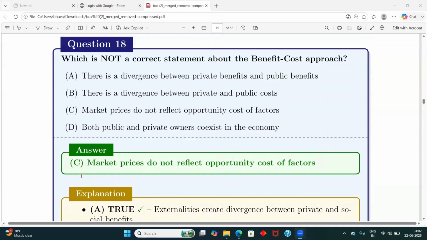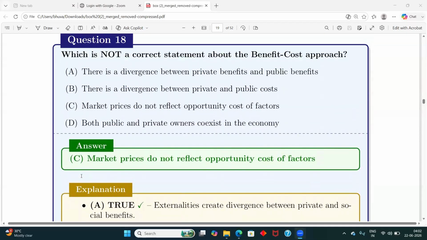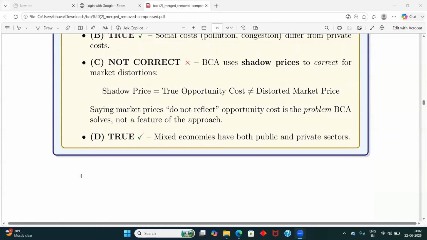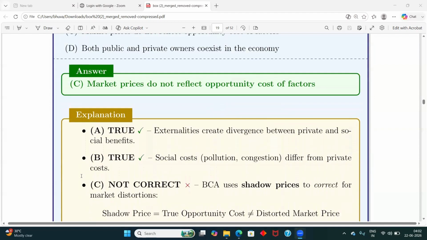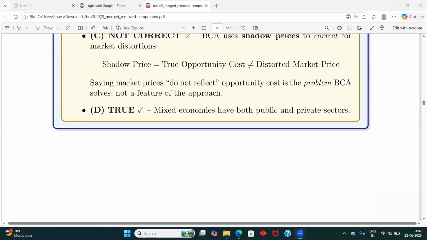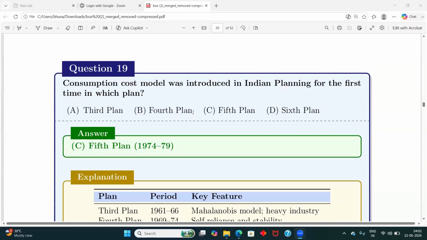Benefit cost here is nothing but the cost benefit approach. These mixed economies have both public and private sectors. So the statement that is not correct about the benefit cost approach is option C, market prices do not reflect opportunity cost of factors. Now moving to question number 19.